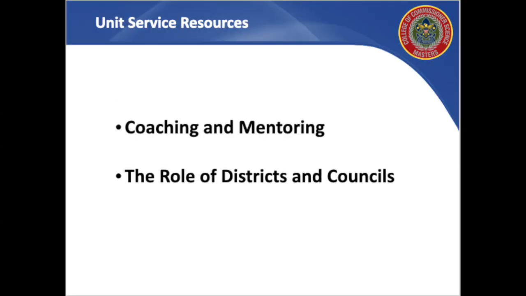Okay, coaching and mentoring. The roundtable commissioner or the assistants should mentor the den leaders or Cub Masters during the breakout.